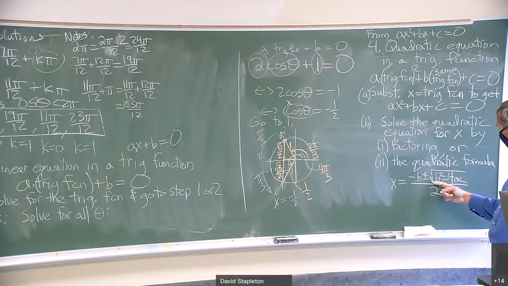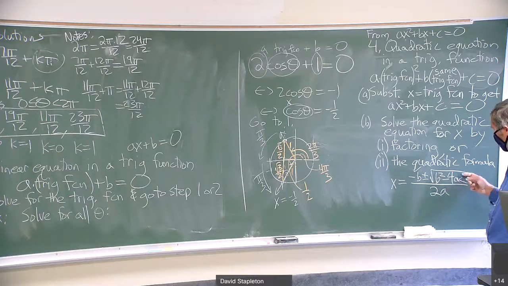Now I'm stuck, right? No, it means there's no solution. If you get a square root of a negative, it means there are no real number solutions, just imaginary numbers. We don't do those in this class. So, no real solutions.